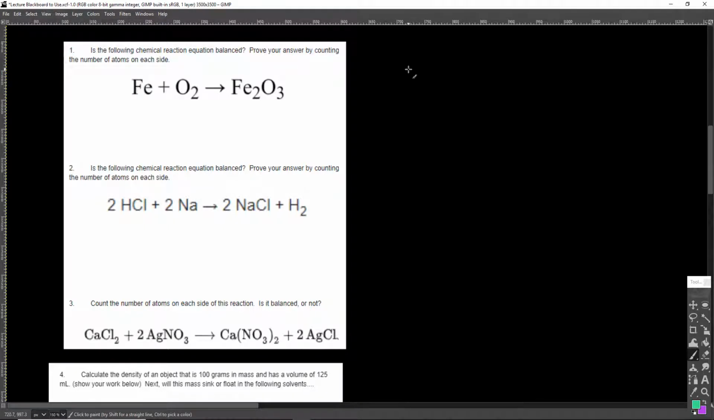You will see a chemical reaction on the state exam. You will not have to balance them. You'll simply have to just look at an equation and tell me if it's balanced. For example, look at this one. It says, is the following equation balanced? Prove your answer by counting the number of atoms on each side. So you've got iron plus oxygen, O2, goes to iron oxide, Fe2O3.